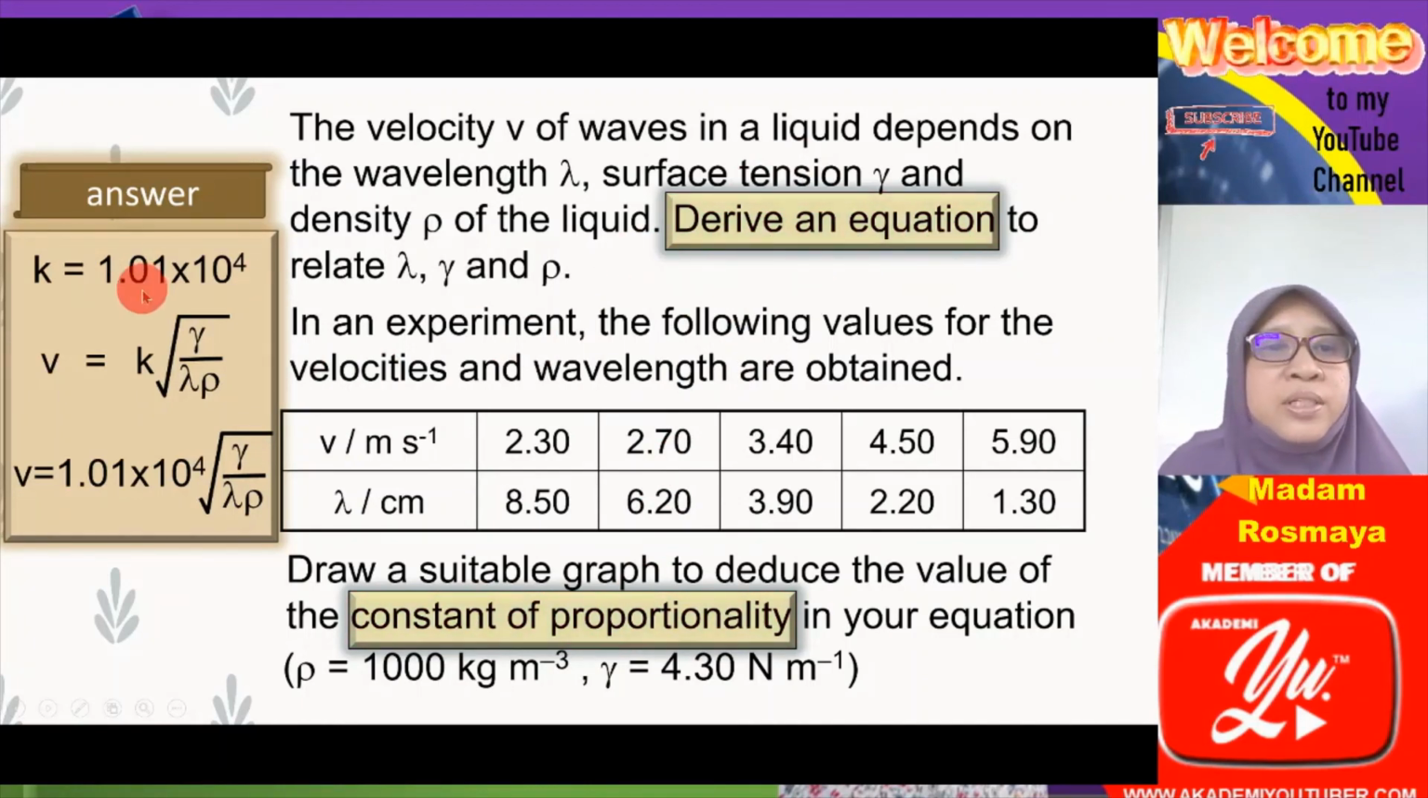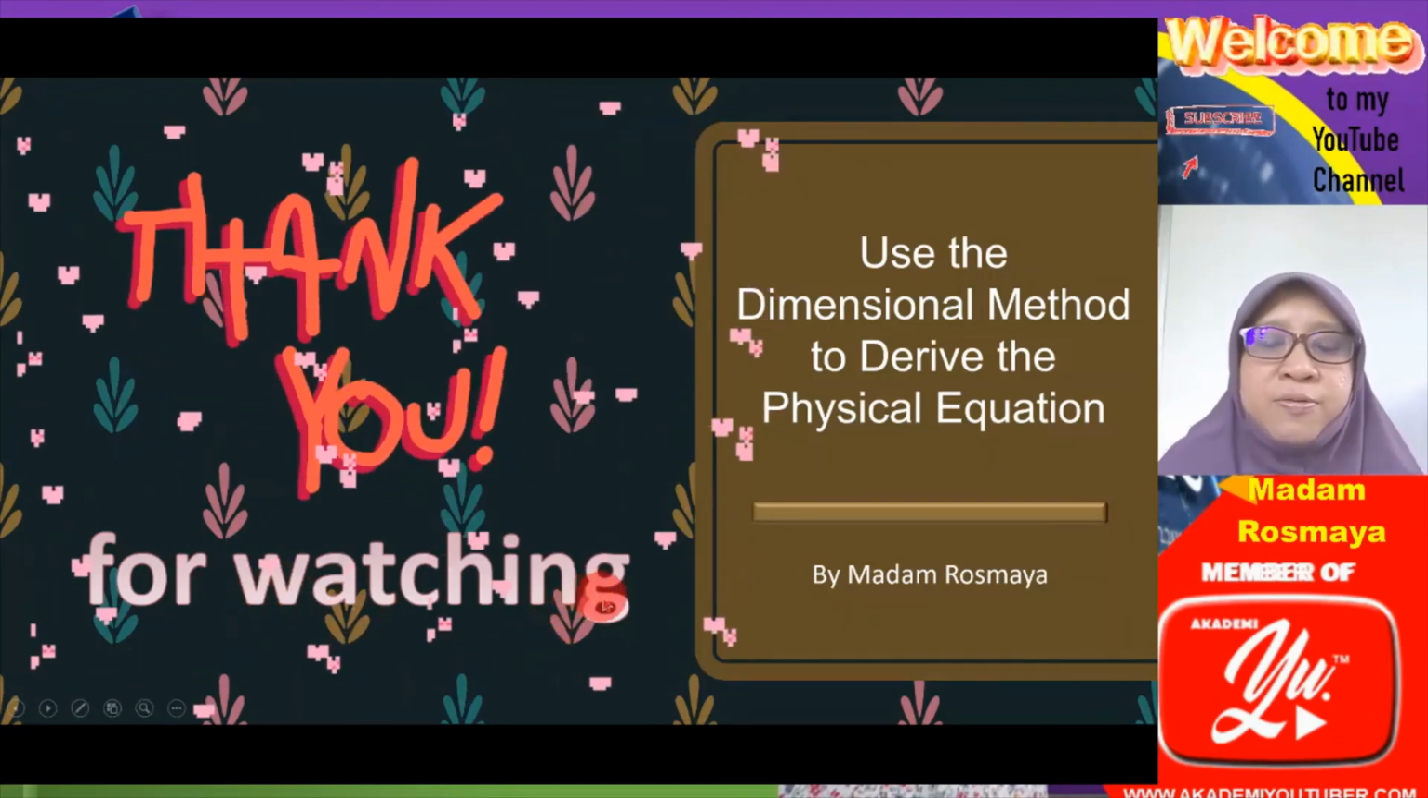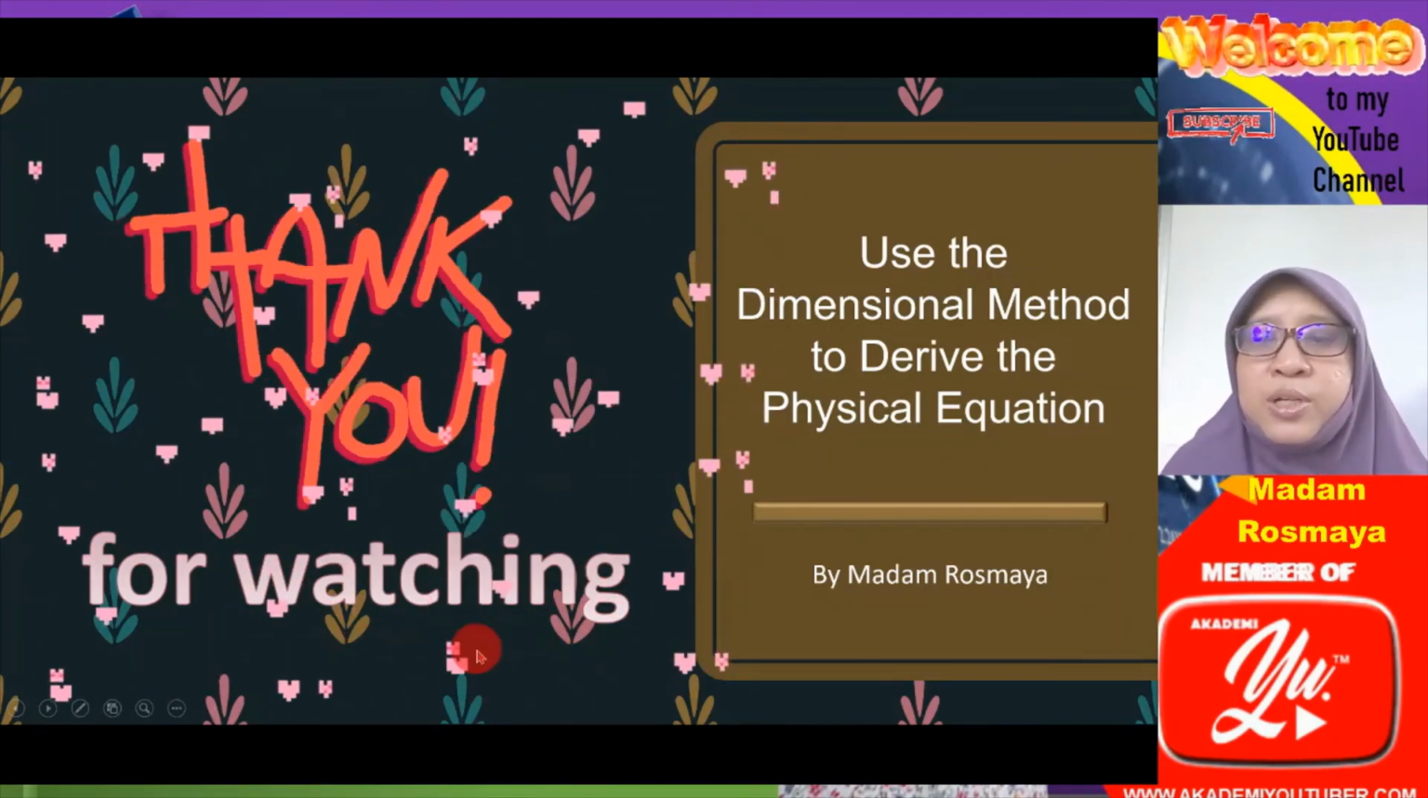We derived the equation using the dimensional method. To complete the equation, we needed to find the constant of proportionality using the data given, drawing the graph, and from the gradient, calculating the k value. So we have a complete equation for velocity, which is equal to 1.01 times 10 to the power of 4 square root of gamma per wavelength times the density, rho. That's all for the video. Thank you for watching.